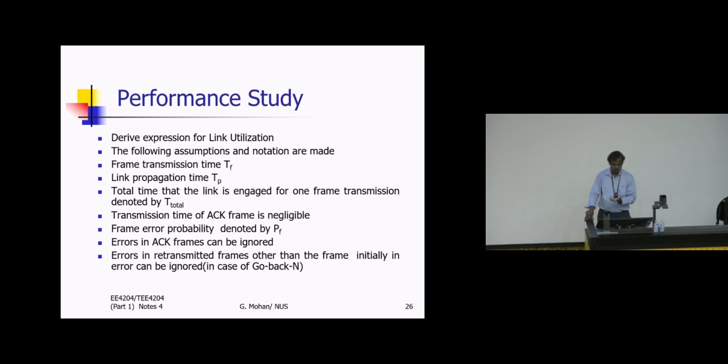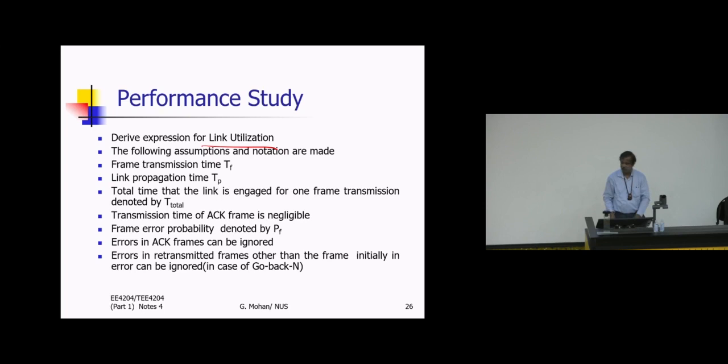So to do that, I just introduced some notation today. We will derive the actual expression next week. We are going to derive link utilization. Link utilization, as we have seen before, is the ratio between the actual transmission time and the total time, including the waiting time. What is the total time, including the waiting time, and what is the actual frame transmission time?